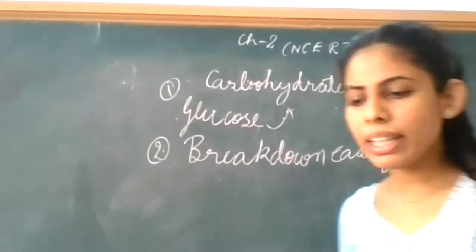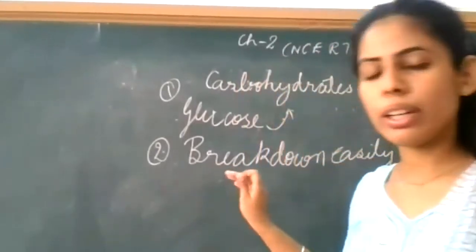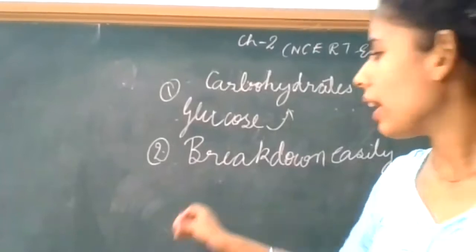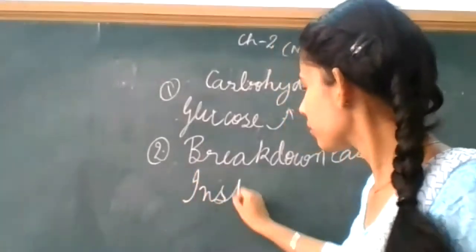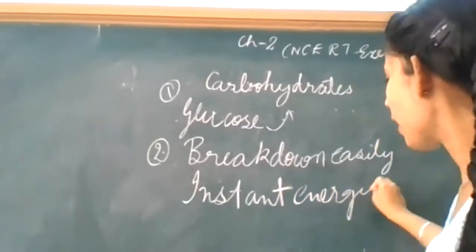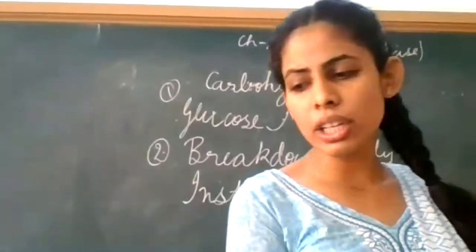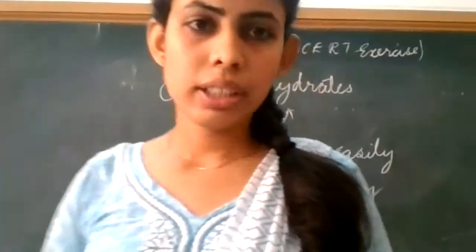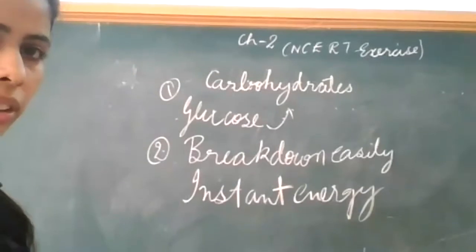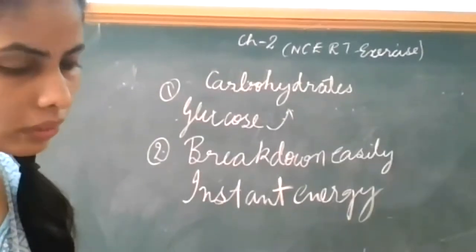Clear? And the next, therefore, अगर वो उसकी breakdown बहुत जल्दी हो रहा है, मतलब it is providing us instant energy. Clear? So glucose provides us instant energy. So this answer is clear to you. How you have to write it? Yes, ma'am. Okay.